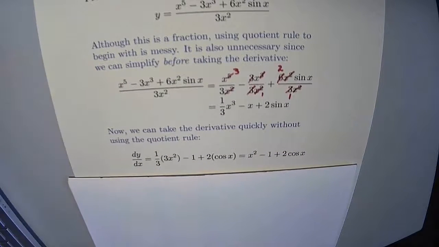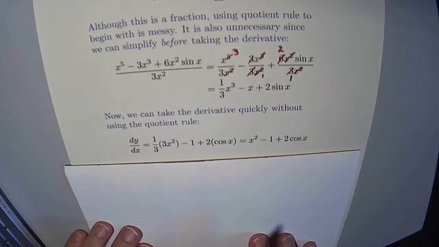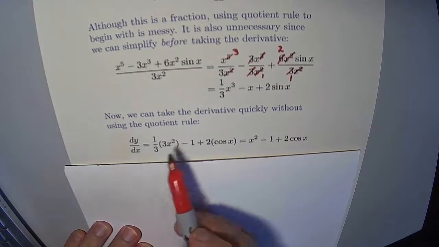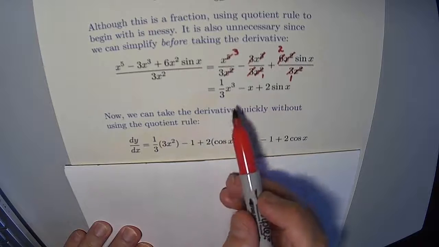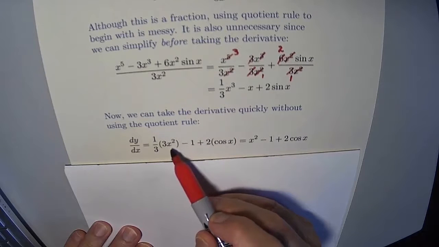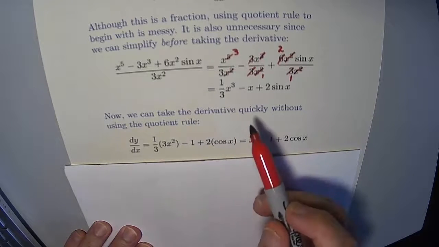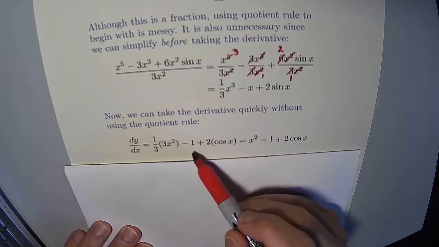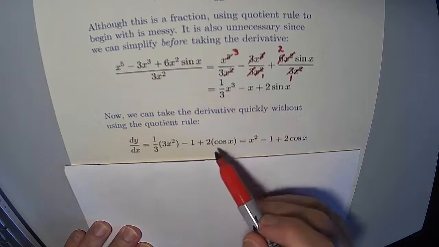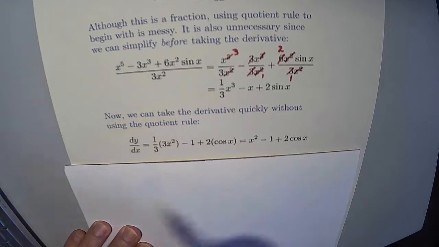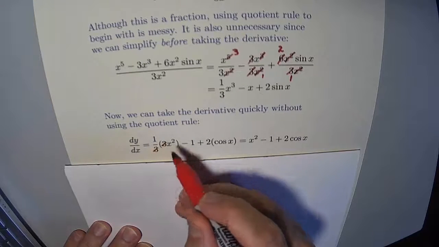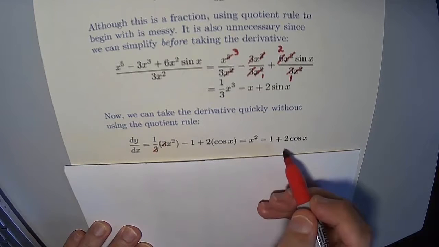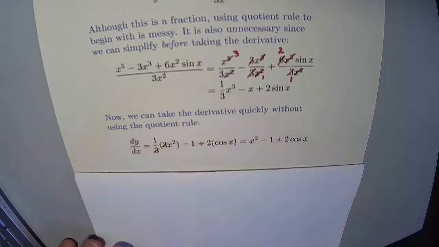And now we can take a derivative just very quickly. Derivative of this function: derivative of x cubed is 3x squared times 1/3. Derivative of minus x is minus 1. Derivative of 2 sine x is 2 cosine x. We can simplify this and get x squared minus 1 plus 2 cosine of x.